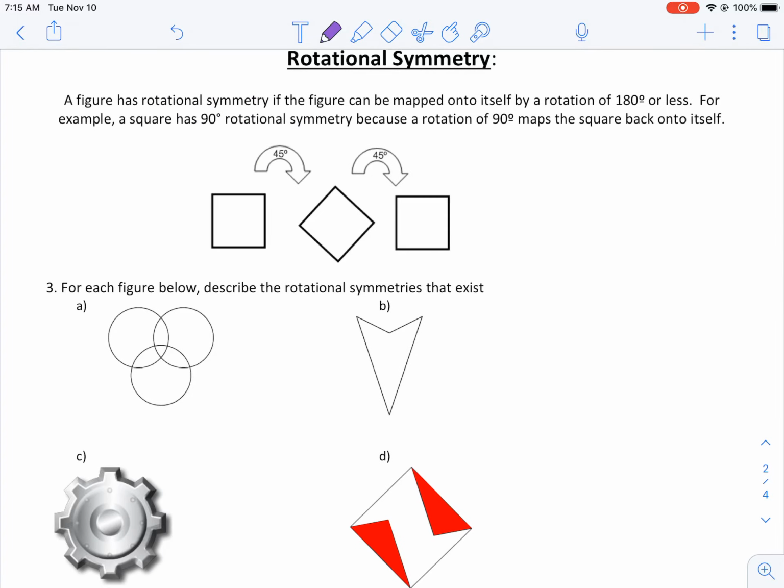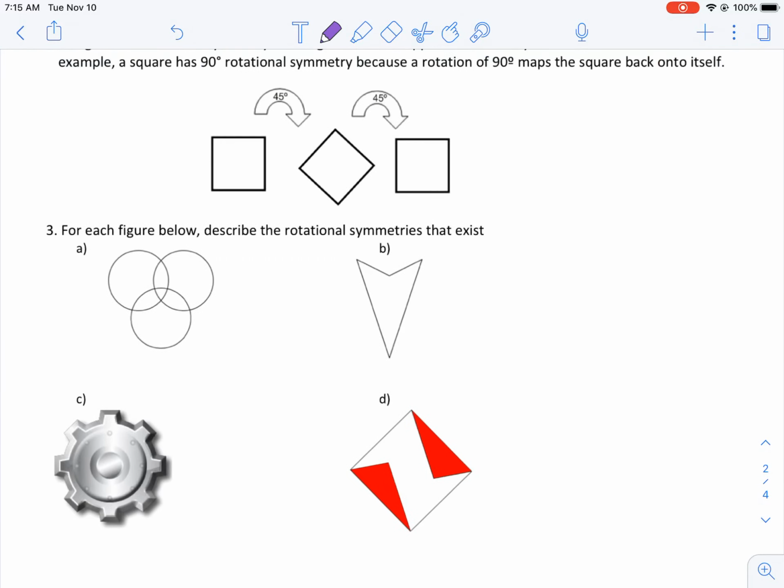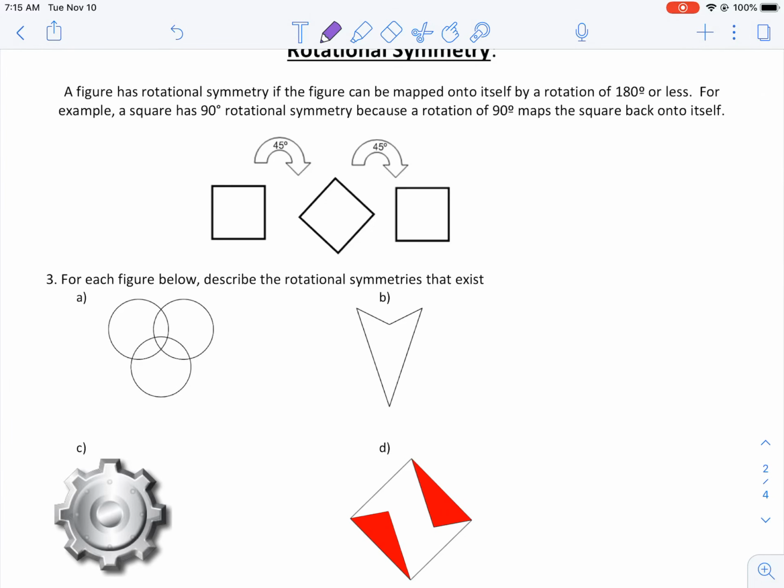The last thing we're going to do, we kind of did this with line symmetry, but it's rotational symmetry. A figure has rotational symmetry if it can be mapped onto itself with a rotation of 180 degrees or less. For example, a square has 90-degree rotational symmetry because a rotation of 90 degrees maps a square back onto itself.